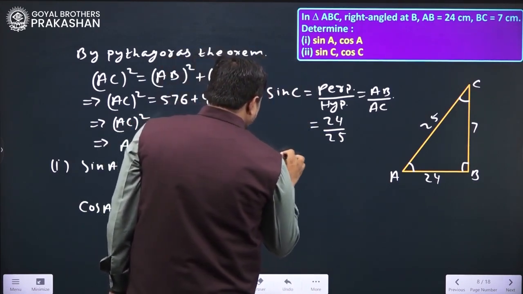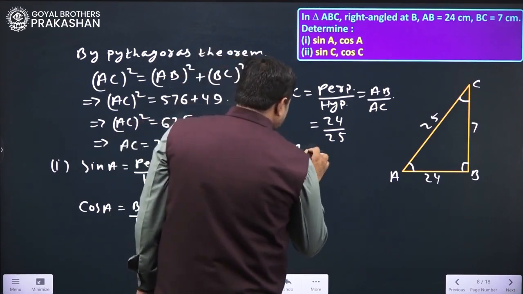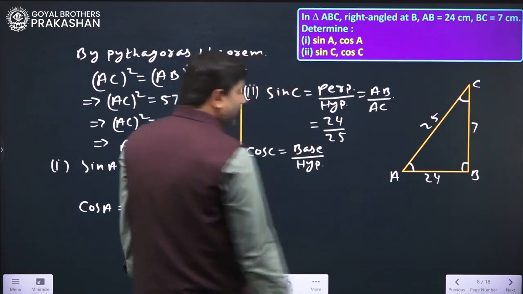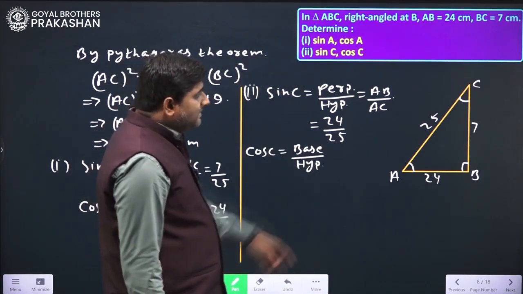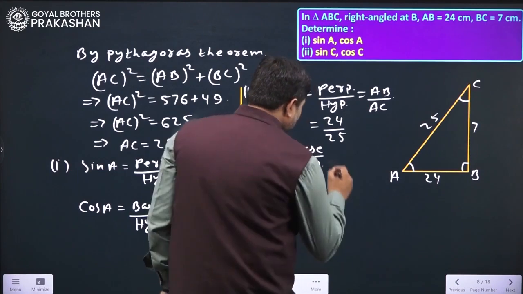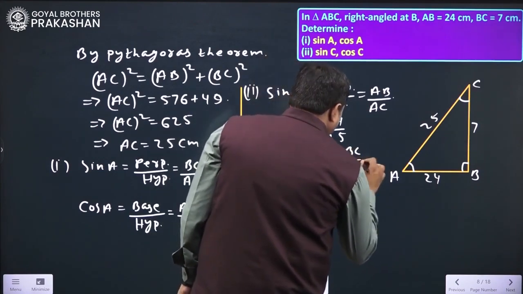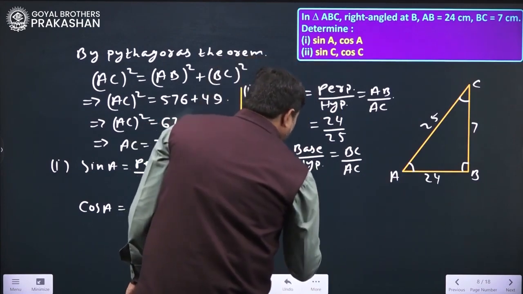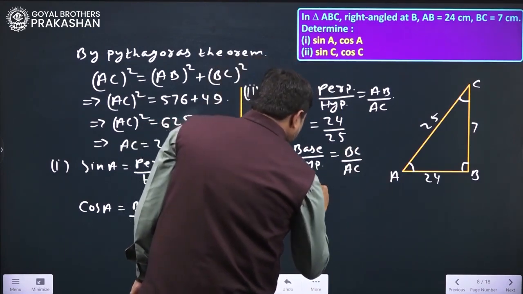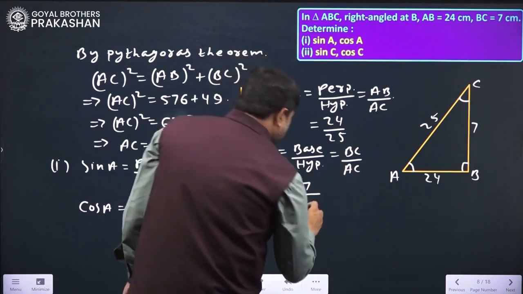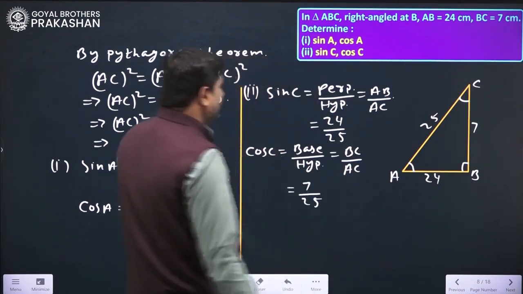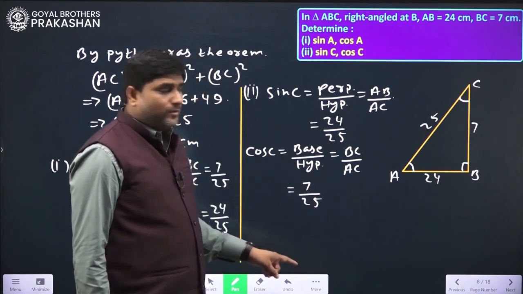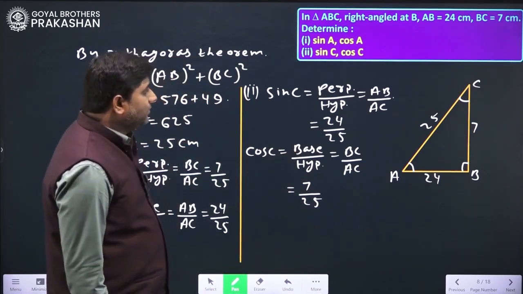Now cos C we have to find. We know cos is base upon hypotenuse. For angle C, base is BC and hypotenuse is always AC. So BC is 7 and AC is 25. So sin C is 24 by 25 and cos C is 7 by 25. This is answer for second part.